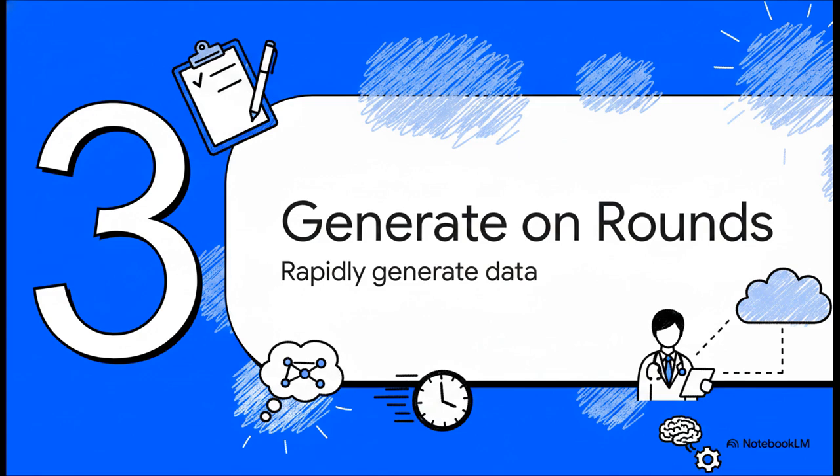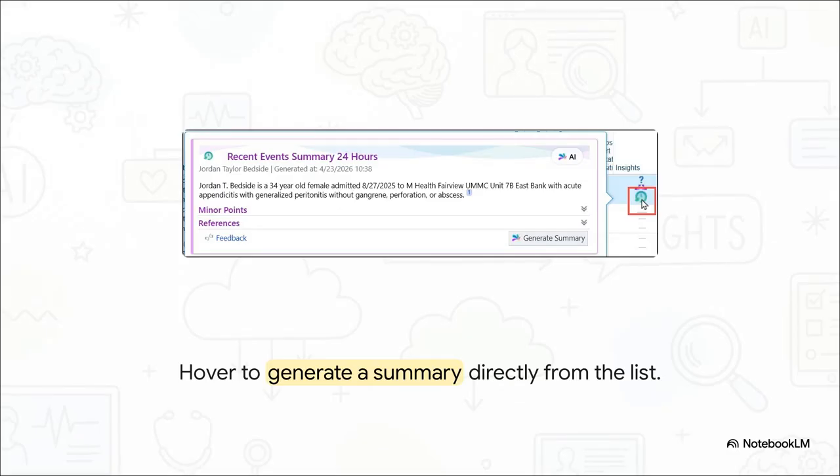Moving on to Section 3, generating summaries on rounds. The whole point here is minimizing clicks, right? So the absolute fastest way to pull this data is to just hover over that new Insights column you just added. When you hover, a pop-up appears, and you just click Generate Summary right there from the hover view. No clunky drop-downs, and best of all, no opening the chart and losing your spot on the list. It's built purely for speed.